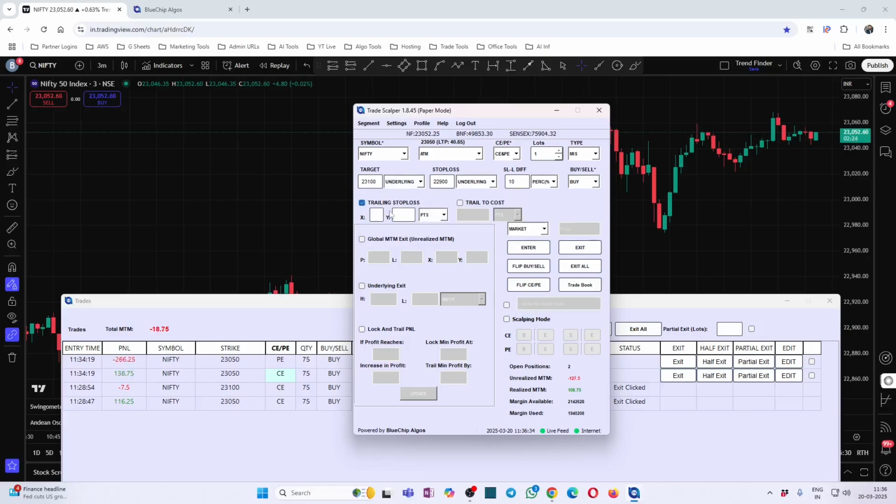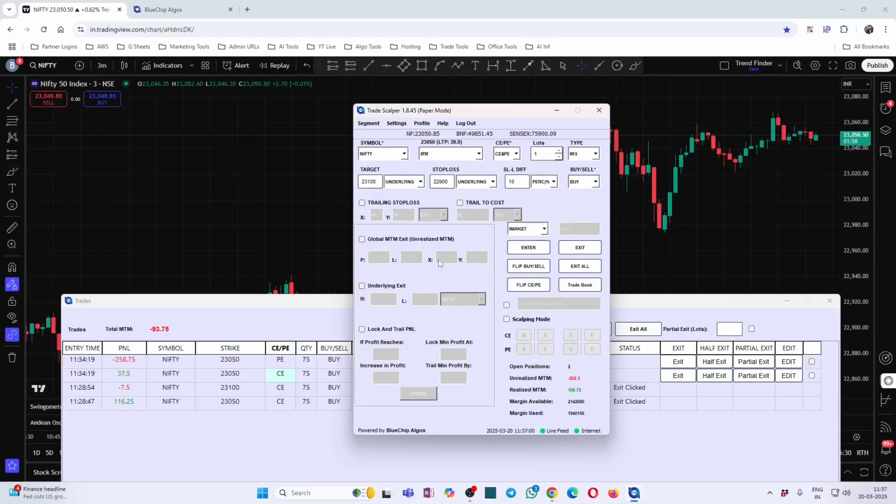And of course, we also have trailing stop loss, and trail to cost. Trailing stop loss means if you get 10 points profit, then your stop loss will be trailed by 10 points. Or let's say you don't want to use trailing stop loss, but you want to do trail to cost, which means if you get 10 points profit, then wherever your stop loss is, it will be trailed to your cost price. This is a very, very important feature from a risk management perspective. In fact, these two, trailing stop loss and trail to cost.